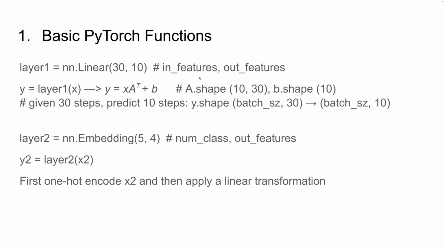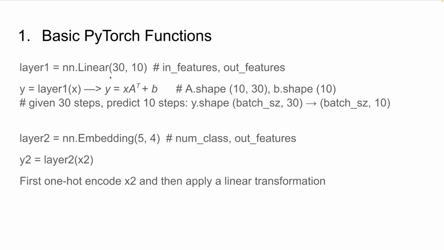And now let's talk about some basic PyTorch functions. We can use those PyTorch functions to do the data processing that we covered. The first one is a linear layer. That will correspond to when we're dealing with numerical variables. In this case, if we have a linear layer that maps 30 to 10, that means 30 is the number of input features, and I want the number of output features to be 10.